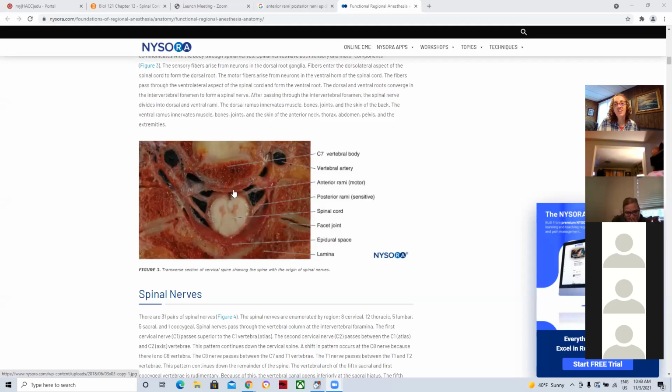So you've got to orient yourselves here. This is the body of the cervical vertebrae. So it's on the anterior side. Looking at a cross section through the spinal cord. Here's the anterior horns. Here's the posterior horns.